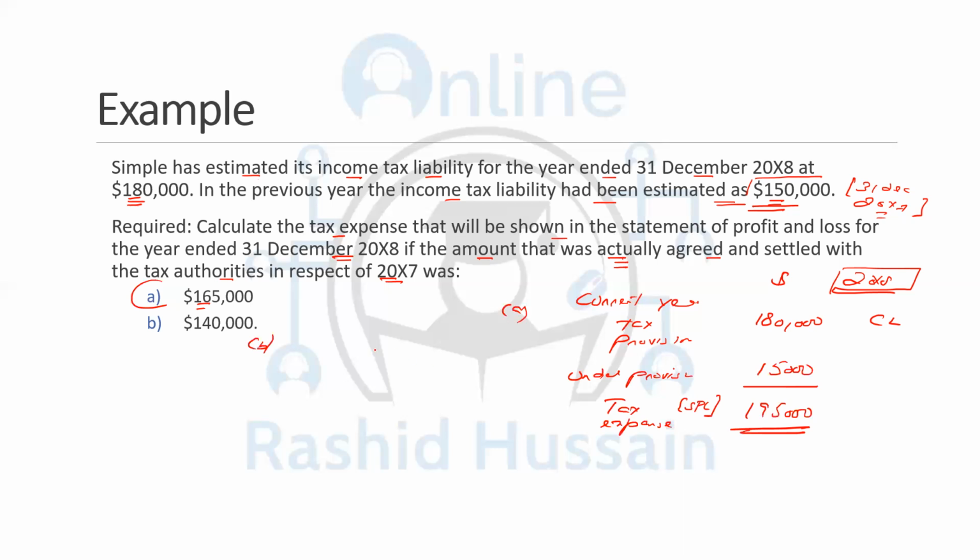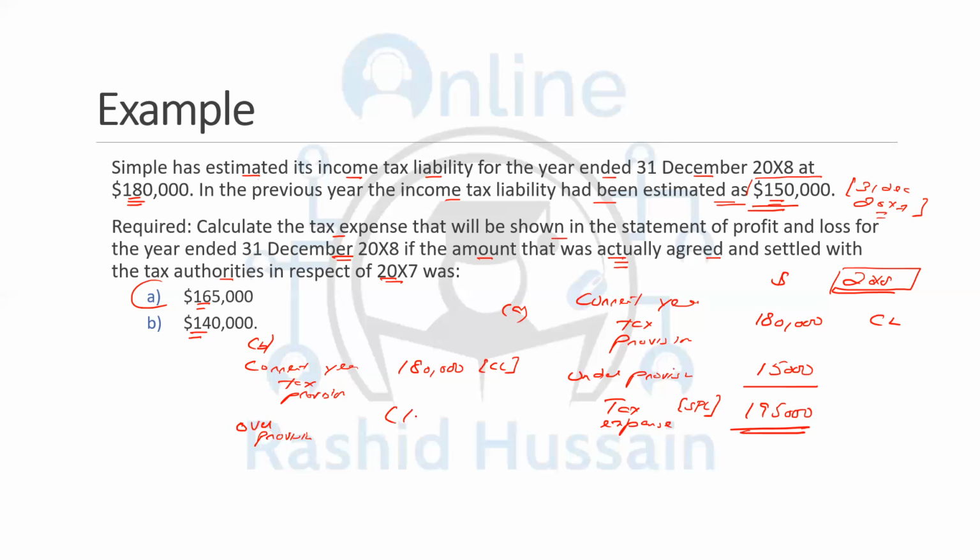Now coming towards the B. Again, first of all, writing the current year tax provision. The current year tax provision is again 1,80,000, which is the tax expense of 20x8, and it should be recorded as the current liability. The second scenario is that the actual tax was 140 and you booked 150, you booked 10,000 more. This represents an over provision.